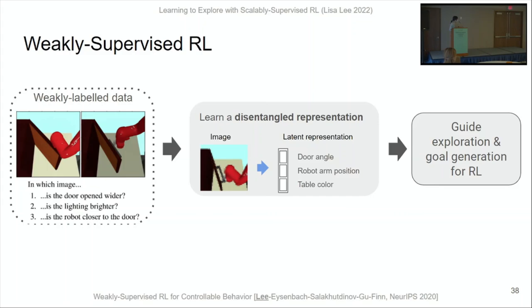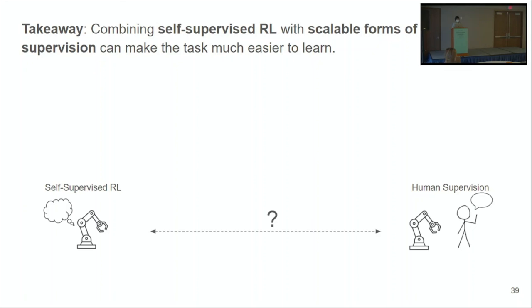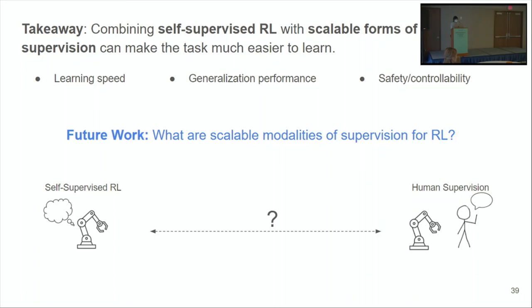The takeaway message of this talk is that combining self-supervised RL with scalable forms of human supervision can make the task much easier to learn. It can greatly accelerate the learning speed, improve generalization performance at test time, and enable better safety and controllability of the exploration during training. And as future work, in order to scale RL to solve real-world tasks, I think it's important to think about what are alternative scalable modalities of supervision for RL. We want supervision that is scalable to collect and provides useful learning signals for the agent. This talk addressed different ways to scalably supervise RL agents, but a lot of pieces are still missing.